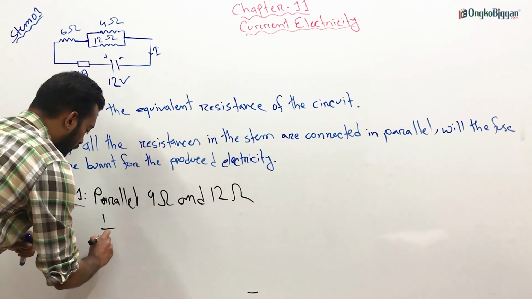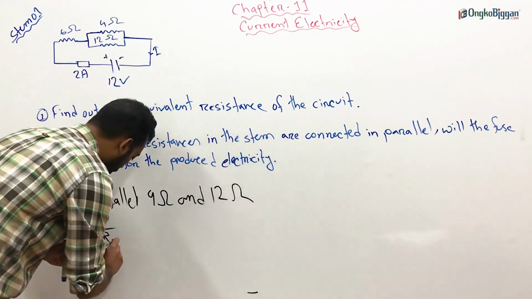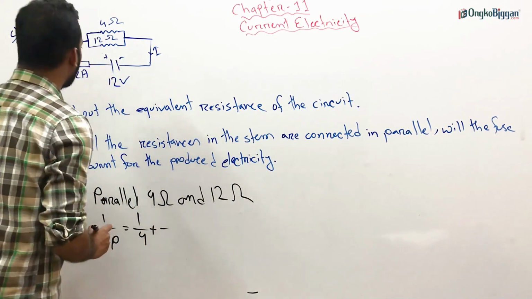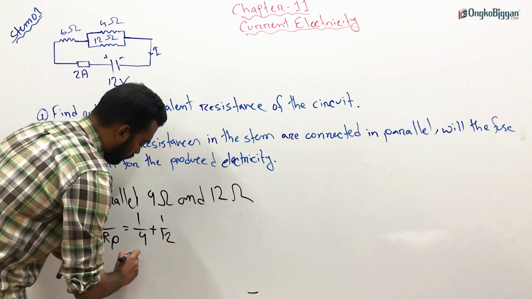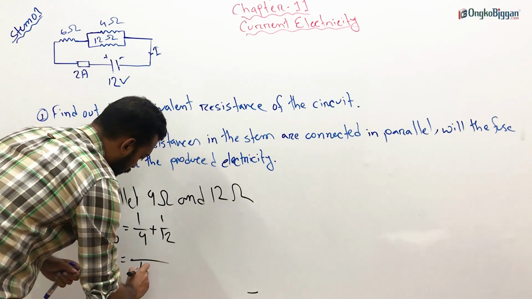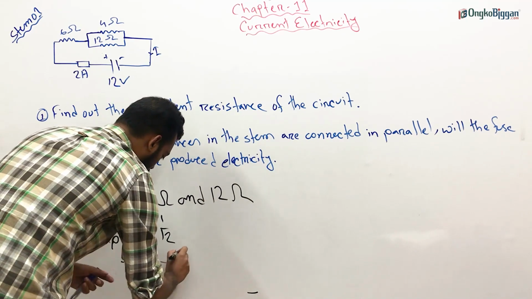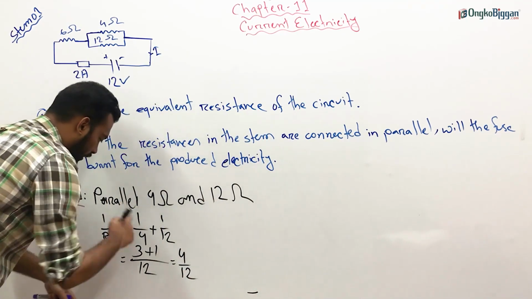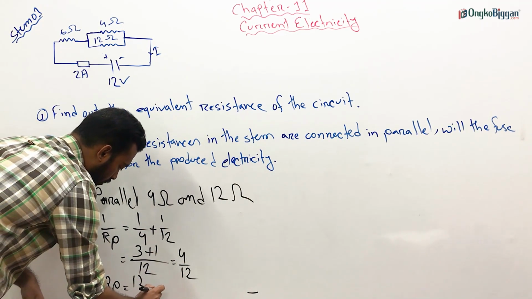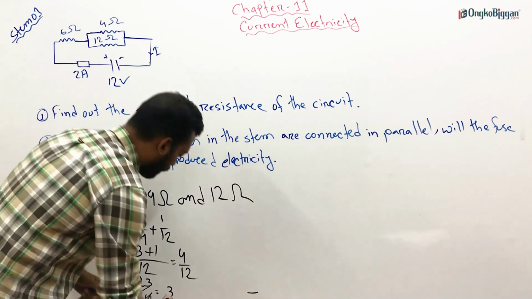We know the formula to find the equivalent resistance: 1 by Rp is equal to 1 by 4 plus 1 by 12. So with 12 as the common denominator, 3 plus 1 is equal to 4 by 12, and reversing this, Rp is equal to 12 divided by 4, which is equal to 3 ohm.